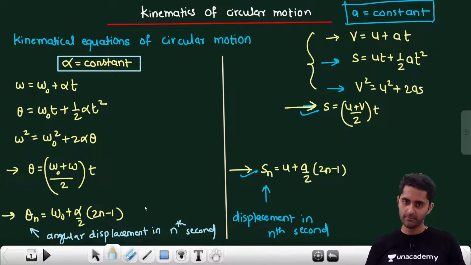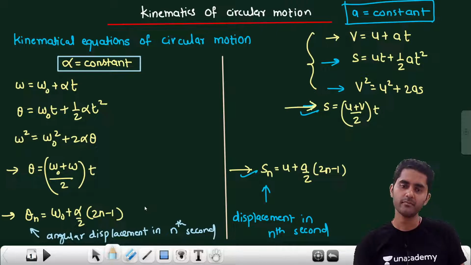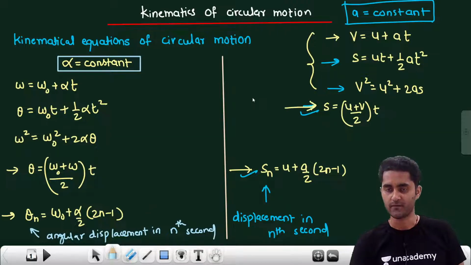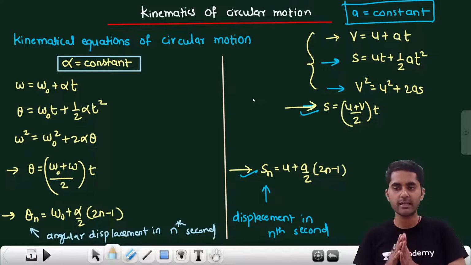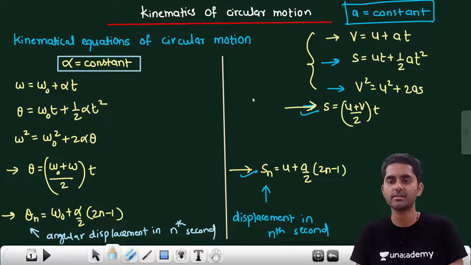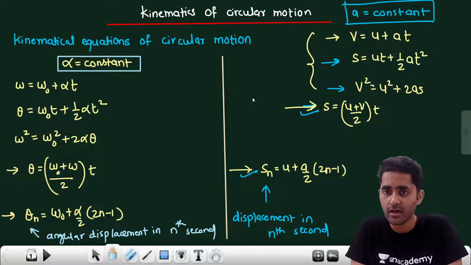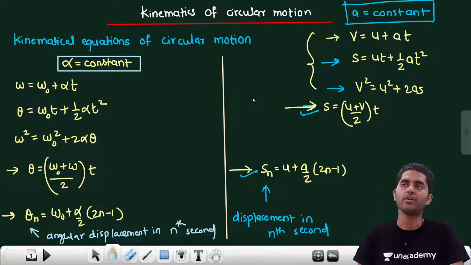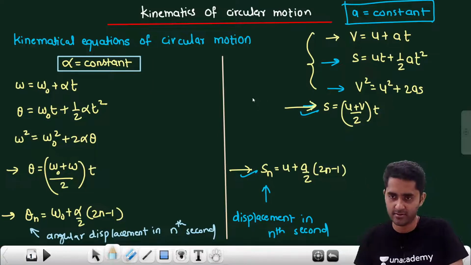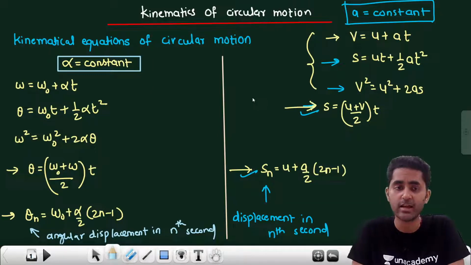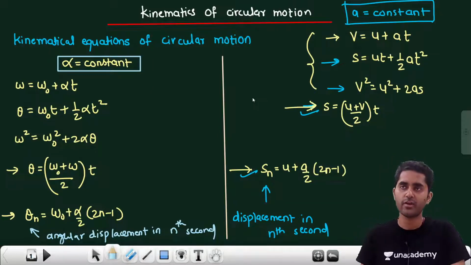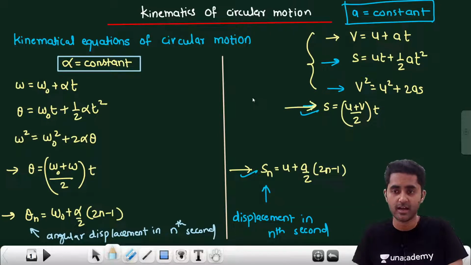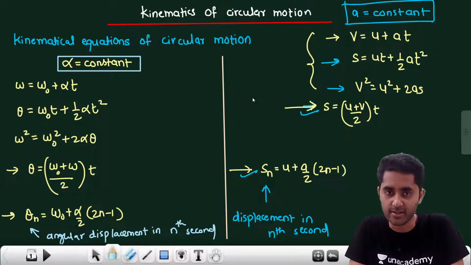Now, you know that acceleration can be negative or positive. If your velocity increases, acceleration is positive. If velocity decreases, acceleration is negative. Similarly, if your angular velocity increases, angular acceleration is positive. If your angular velocity decreases, angular acceleration is negative.